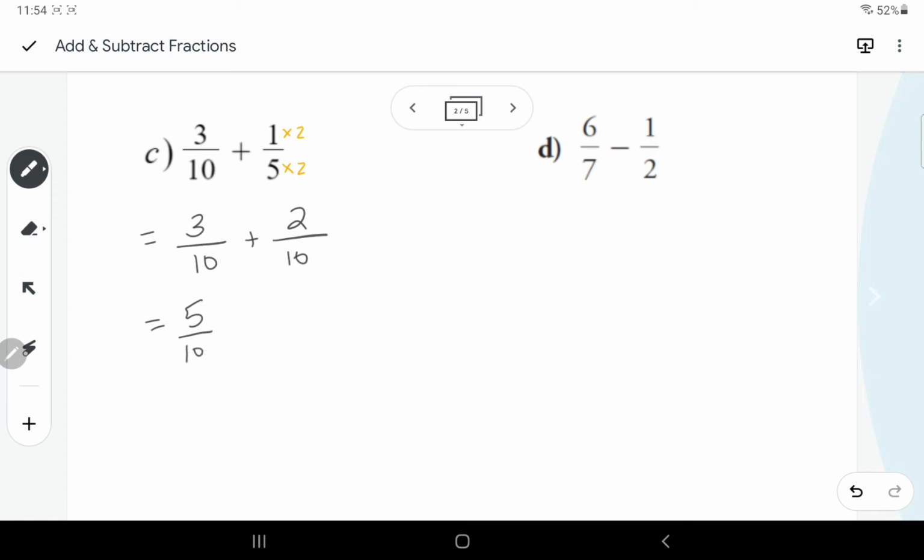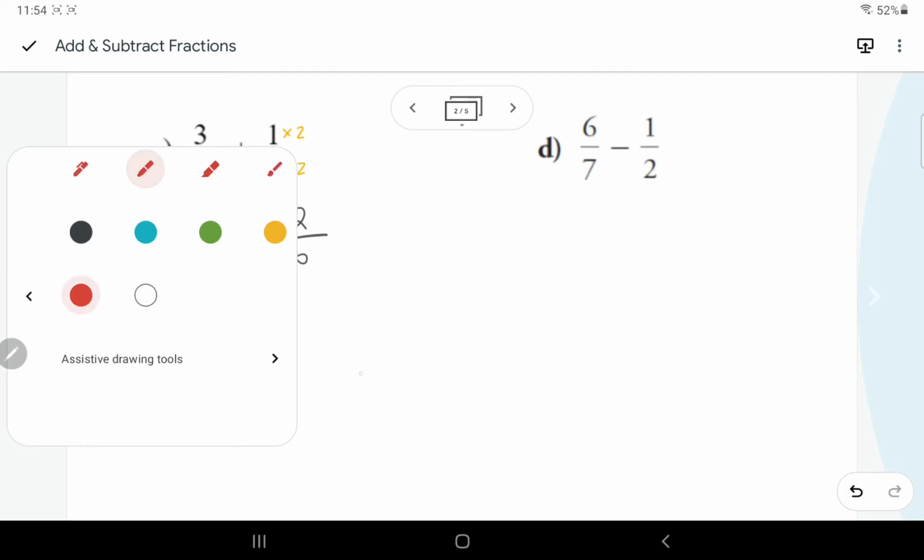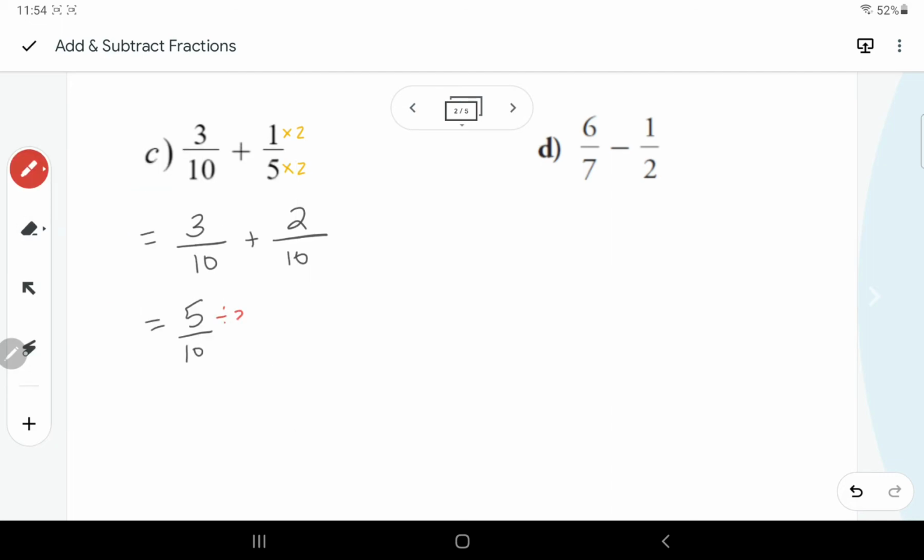Denominator stays 10. If you're working with fractions and you get something like 5 over 10, you need to write that in lowest terms. I can reduce that because 5 divides evenly into both. 5 over 10 is the same thing as 1/2. Always write your fractions in lowest terms if possible.